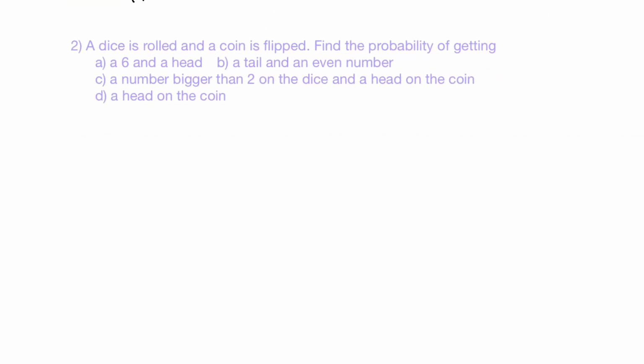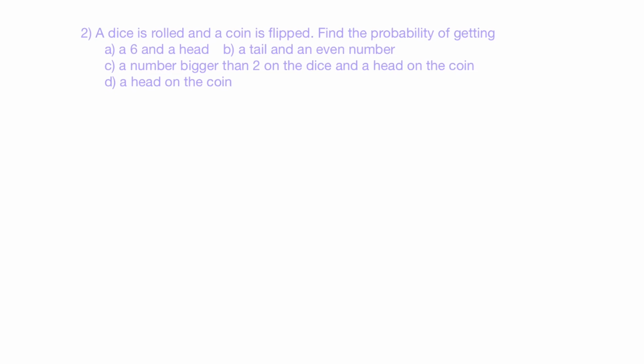All right, question 2. A dice is rolled and a coin is flipped. Find the probability of getting all those different things. So a dice is rolled. Remember, when you roll a dice, you could get a 1, 2, 3, 4, 5, or a 6, and they've all got equal chance. Now, what we're going to look at for this one is called a probability tree. So we start here and we say these are the things that could happen to start with.